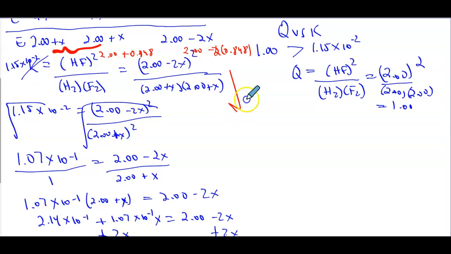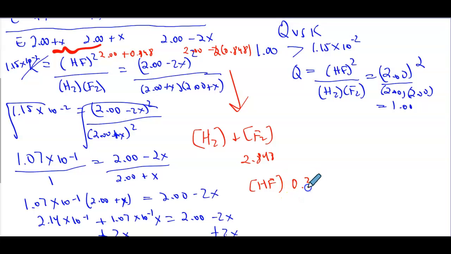So I'm just going to go down here to show my work. So for H2 concentration and F2's concentration, it's going to be 2.848. And for HF's concentration, it's going to be 2 minus 2 times 0.848. And I get a concentration of 0.304, and that ends this problem.